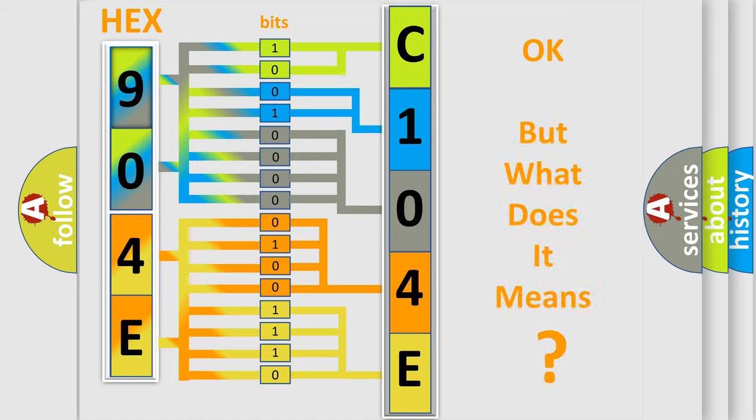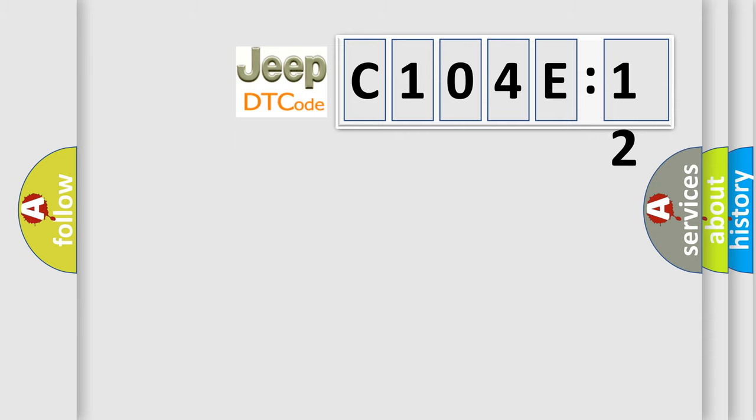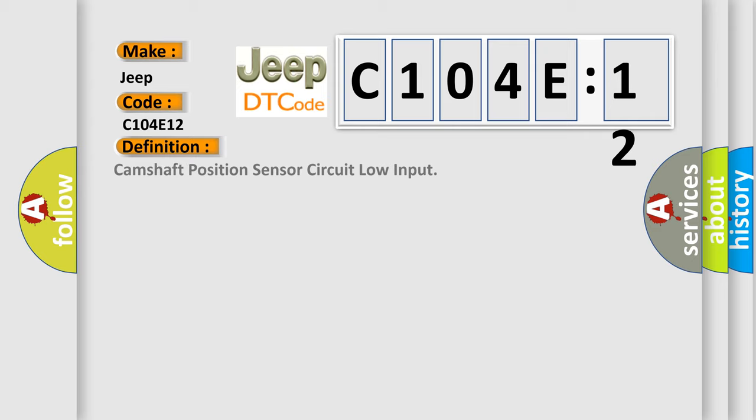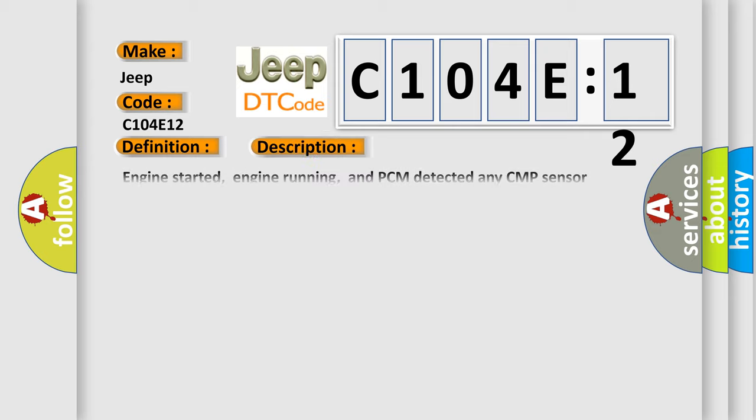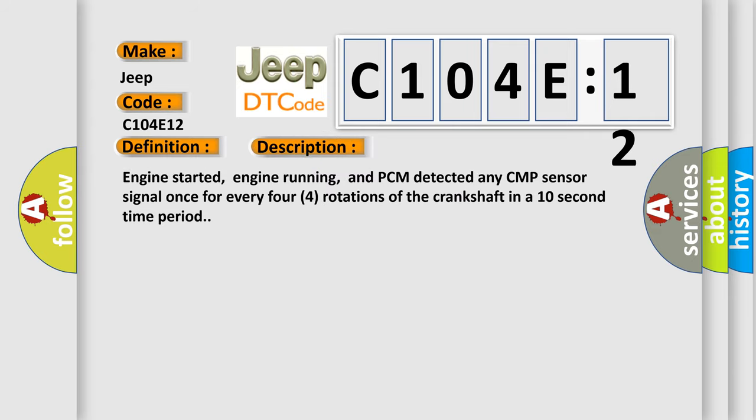The number itself does not make sense to us if we cannot assign information about it to what it actually expresses. So, what does the diagnostic trouble code C104E-12 interpret specifically for Jeep car manufacturers? The basic definition is camshaft position sensor circuit low input. And now this is a short description of this DTC code.